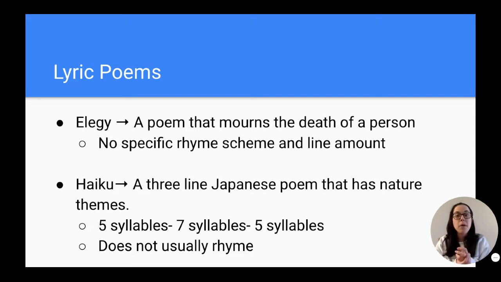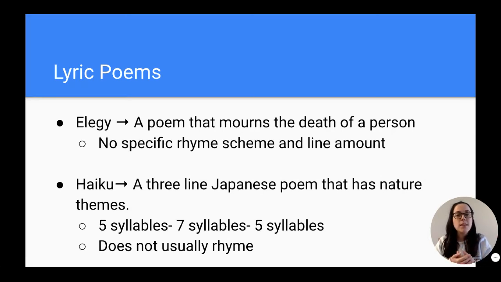Another type of lyric poem that we have is a haiku. You've probably heard of haikus before because they're very famous and simple poems. So haikus are 3-line Japanese poems that have nature themes. They almost always focus on something to do with nature. Instead of following a rhyme scheme, this actually follows a syllable scheme. So it follows a 5-7-5 syllable scheme.